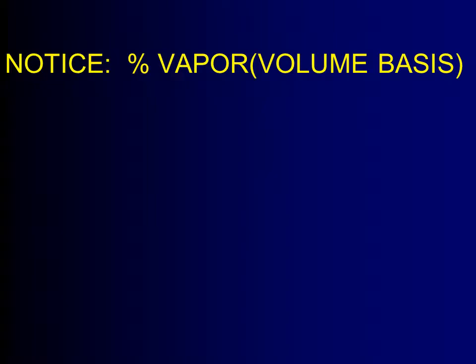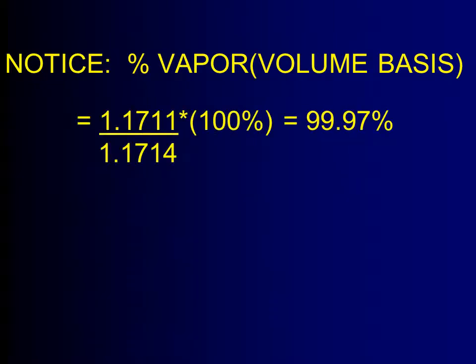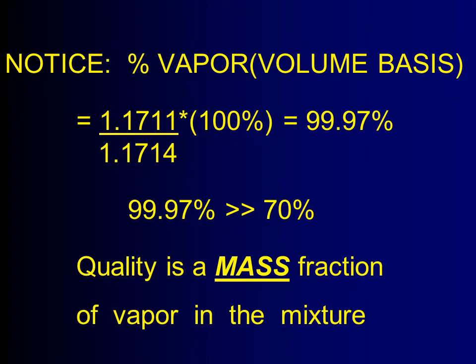And again, notice that the percent vapor on a volume basis for this problem is 99.97%. Because, of course, especially at low pressures, the vapor takes up so much more space than the liquid. Much greater percentage than the 70% vapor that we found from the quality, which is a mass fraction. Quality is a mass fraction. Again, we're going to track things: volume, enthalpy, internal energy. All of those things we're going to track with a mass fraction quality. Although sometimes you need to know what the volume fraction is. So again, we can do that with calculations.